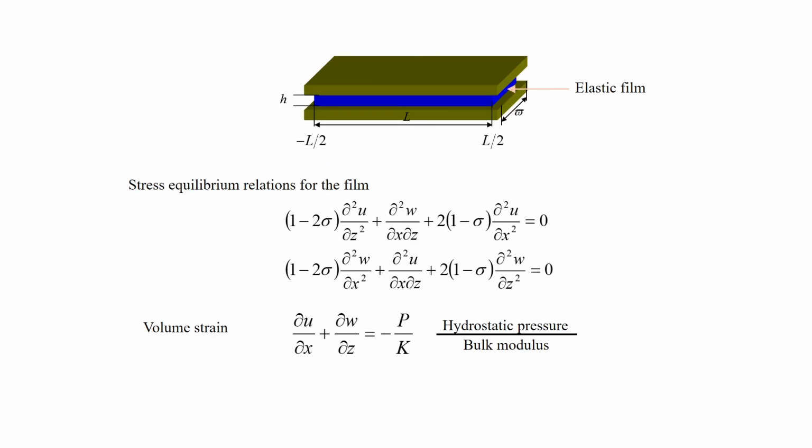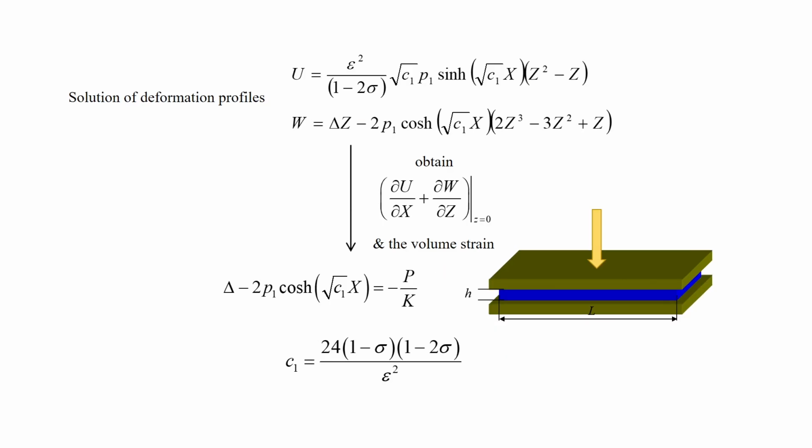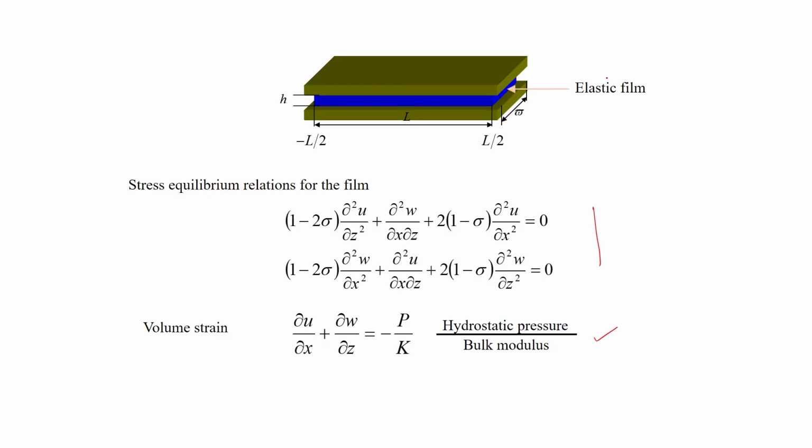Here, in essence, we had derived the stress equilibrium relations and the solution for this equation, along with this volume strain, the compressibility relation, and then we solved for u and w. These are the dimensionless deformations along the x direction and the z direction respectively. Remember that we are solving this problem in the plane strain approximation. x is in this direction, z is in this direction and y is in this direction.